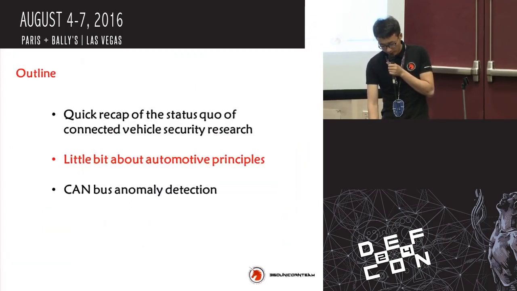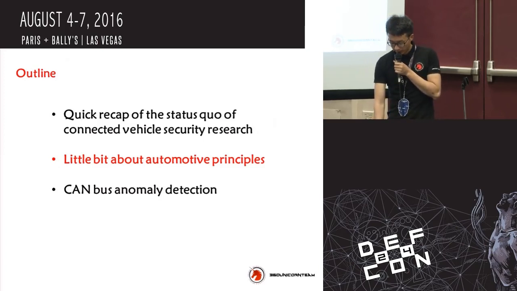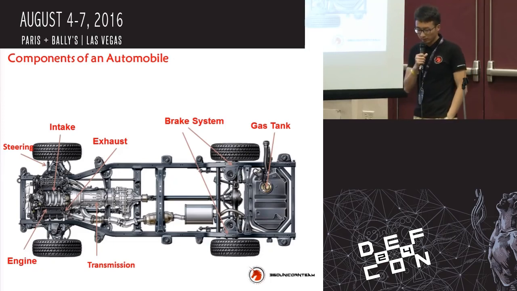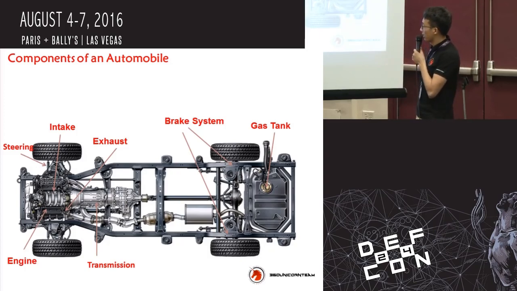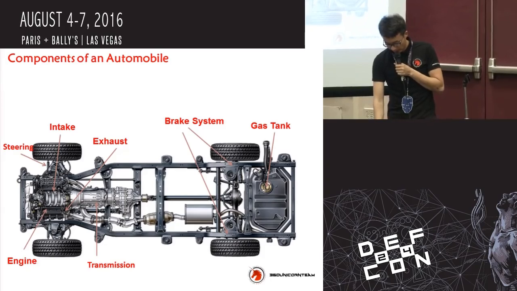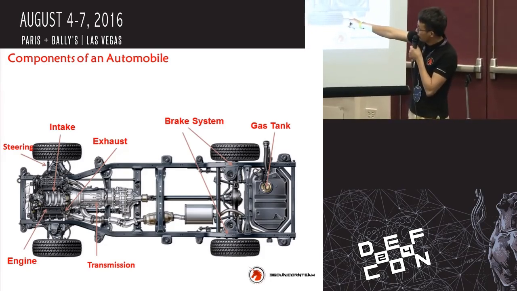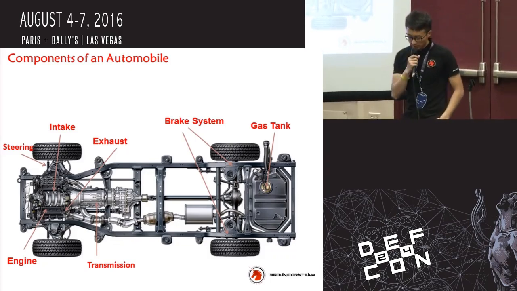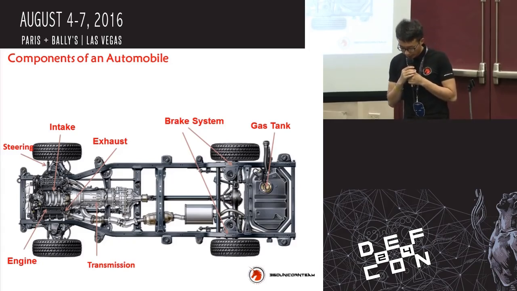So a little bit about the automotive working principle. How does a typical car work? I will explain only the aspects that are related to my research. A typical car has a powertrain, with a transmission and an engine, and the steering system and braking. The engine outputs power via the transmission, and the transmission controls the gear ratio, so the car can vary its speed.